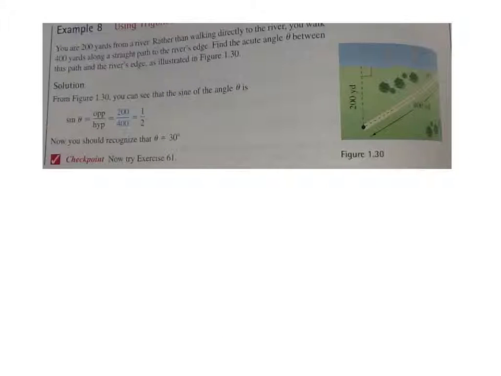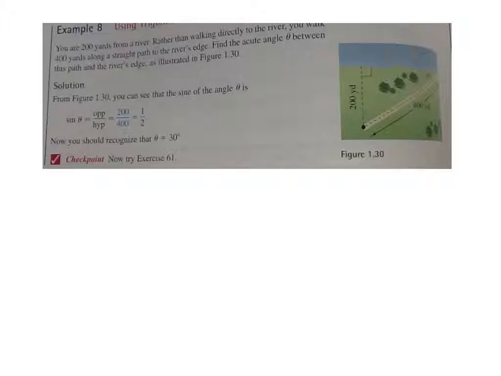So our second example says you're 200 yards from a river. So if we look at our picture over here, here you are. You're 200 yards from a river because the best way to get to something is to walk in a straight line there that's perpendicular. It's going to be your shortest route. Rather than walking directly to the river, you walk 400 yards along a straight path to the river's edge. Find the acute angle between this path and the river. So they're asking us to find this angle right here. Between the path and the river gives us this angle.